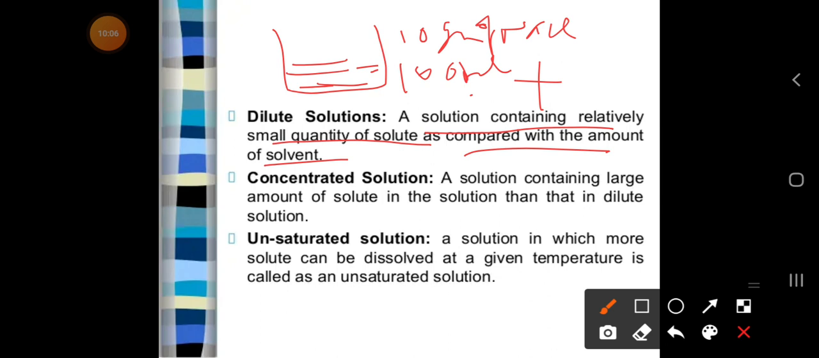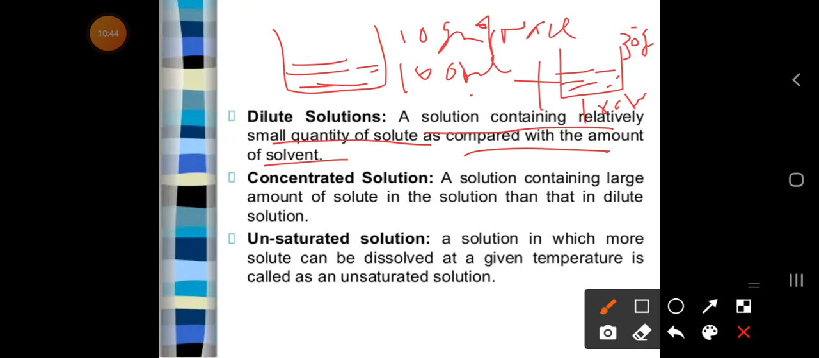Again, I am taking a 100 ml beaker. In this 100 ml of water I am adding 30 grams of NaCl. Now you see here, if you add 10 grams of NaCl, it is going to dissolve. If you add 30 grams of NaCl, it is not going to dissolve. Here we are taking the same quantity of water, but here the 10 grams is dissolving in water, so it is a dilute solution. If it is not dissolving in water, it is a concentrated solution.